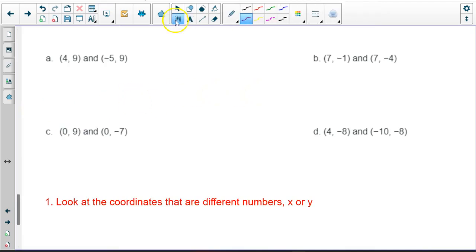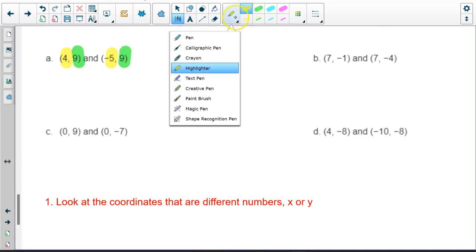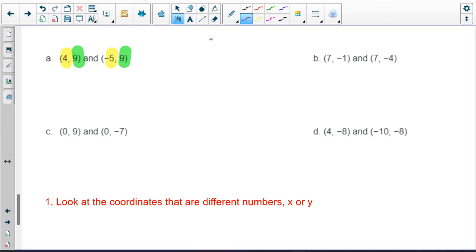And let's come over here and we're going to look at letter A to use as an example so we understand what I am saying down here in the step. So what I'm looking at is, are my X coordinates two different numbers or are my Y coordinates two different numbers? And if I look at that, I see, okay, my X coordinates, I have a 4 and a -5. Those are two different numbers, right? My Y coordinates are both 9. So my X coordinates are the ones I want to look at.